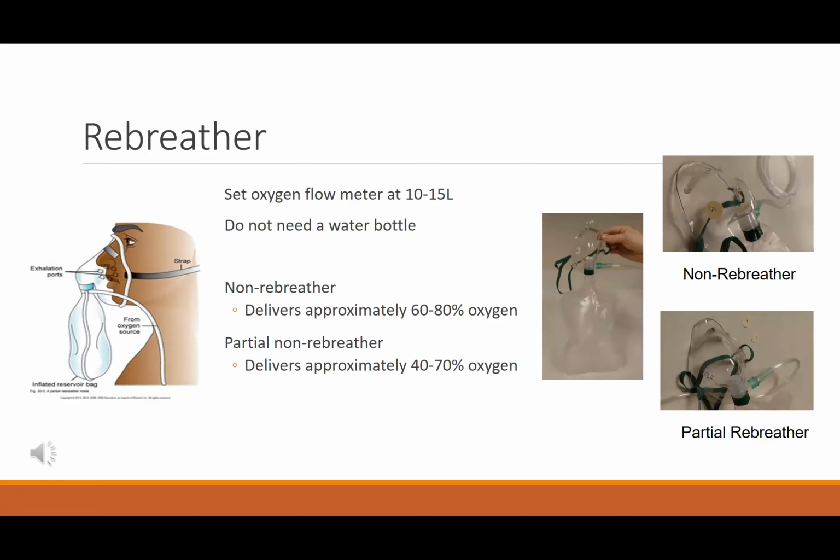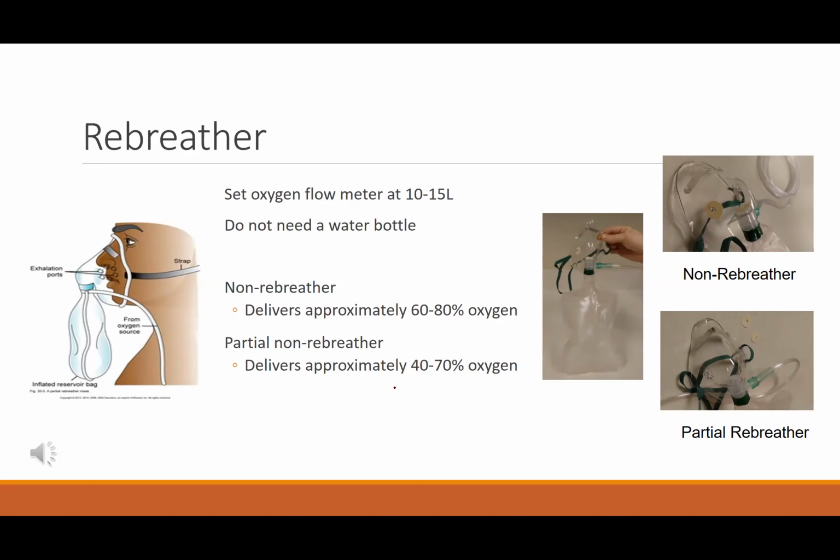The only difference is if you look over here on the right, you'll see a sticker on this side for the non-rebreather. On the partial rebreather, you'll notice that these little discs have been removed, and that's pretty much the only difference from a nursing standpoint. The non-rebreather, of course, gives us a little bit more FiO2 than the partial non-rebreather does.